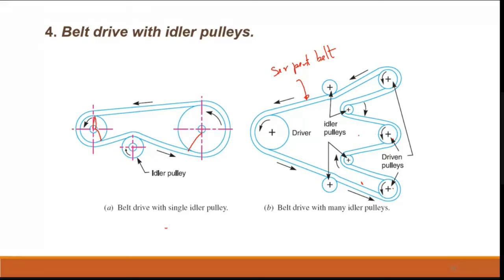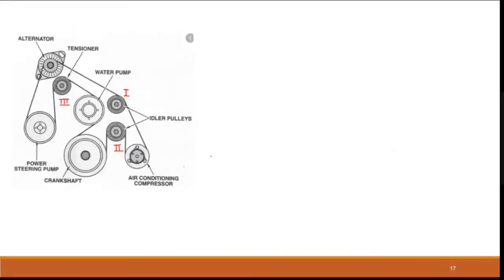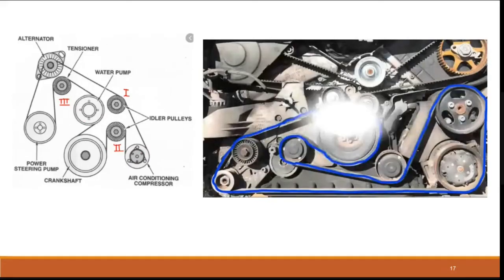So it is applicable in engines. You can see here you have a power steering pump, alternator, water pumps, crankshaft, right? Air conditioner compressors. So in order to connect all these things, we use these idlers and belts. This is one of the engines, a car engine. The crankshaft is the main driver, right? From there, it is connected to your water pump, which is applicable for the radiator.